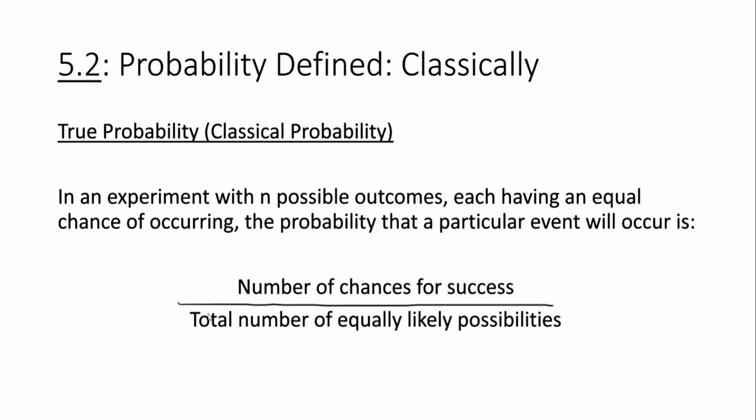In this video, we're going to be talking about the classical definition of probability, or true probability. True probability is the type of probability that we're used to seeing, where we say, okay, we flip a coin, there's a 50% chance of landing on heads or tails.